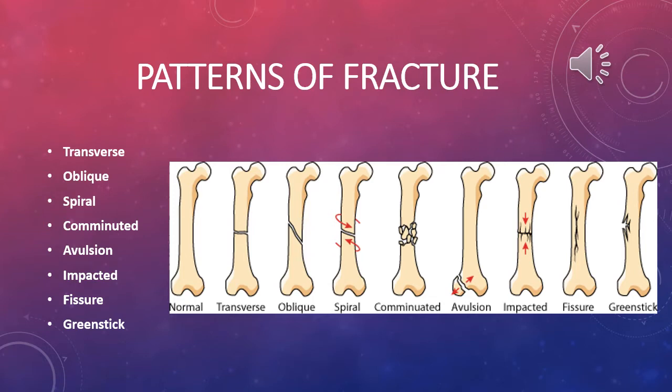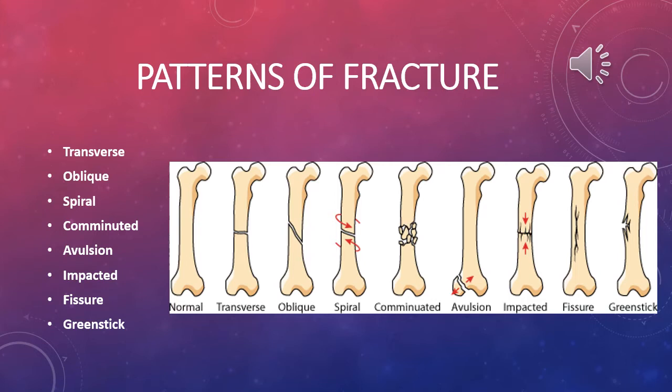An avulsion fracture is an injury to the bone in the location where the tendon or ligaments are attached to the bone when force occurs. The tendon or ligaments are pulled off, and a piece of the bone comes with it. An impacted fracture occurs when the broken ends of the bone are jammed together by the force of the injury. Next is a fissure fracture, and this is when one or more fine cracks penetrate the cortex of the bone.